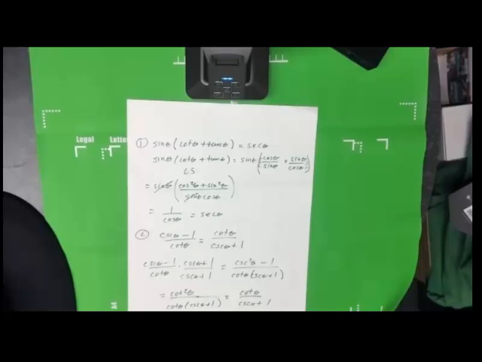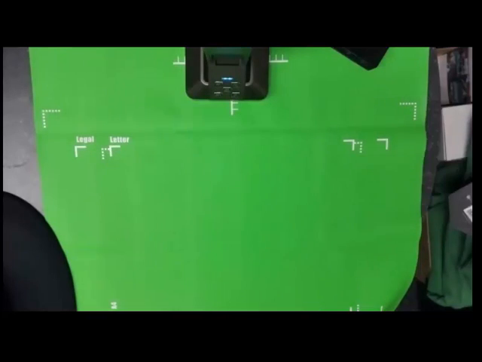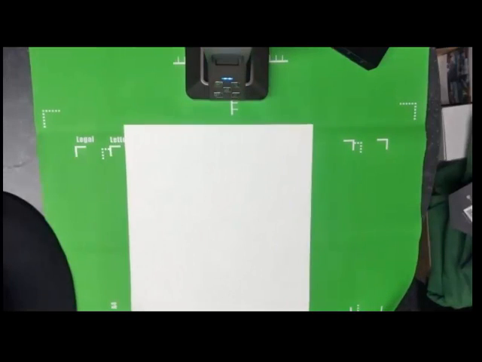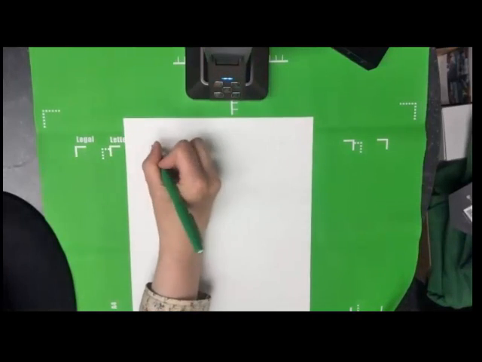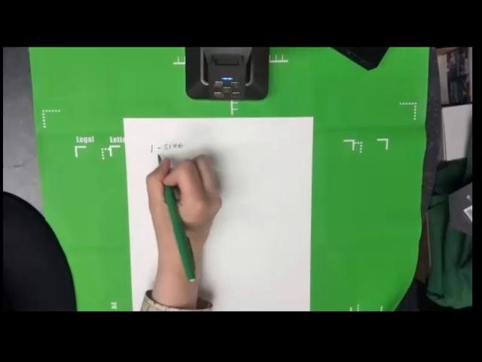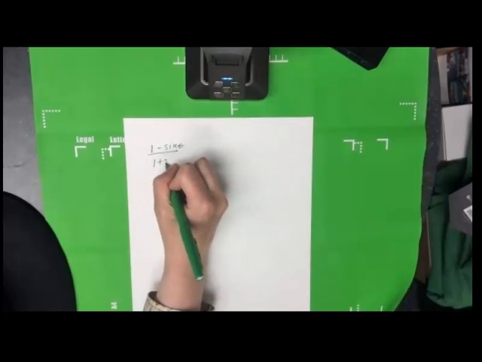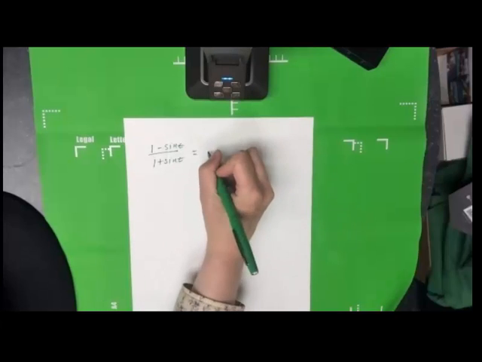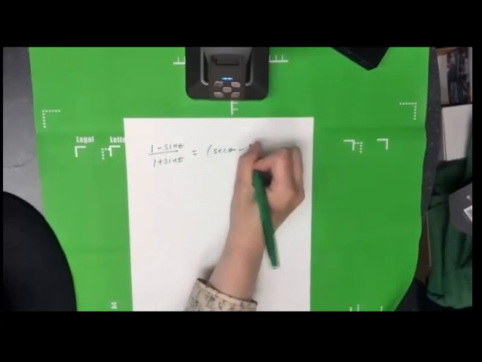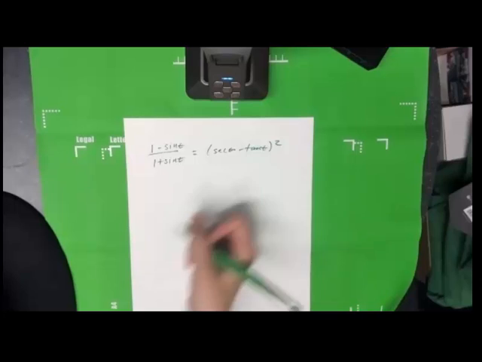Take a look at one more. Let's take a look at the following. So I have 1 minus sine theta divided by 1 plus sine theta equals secant theta minus tangent theta quantity squared. All right, I worked with this side.